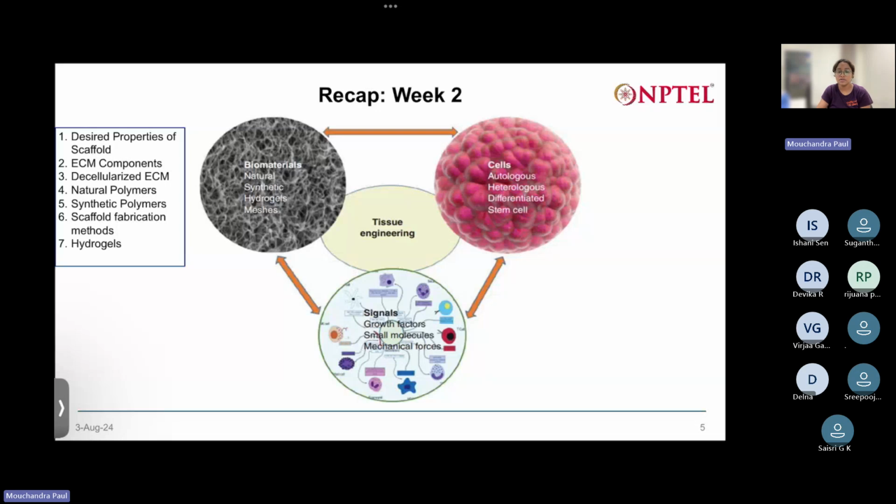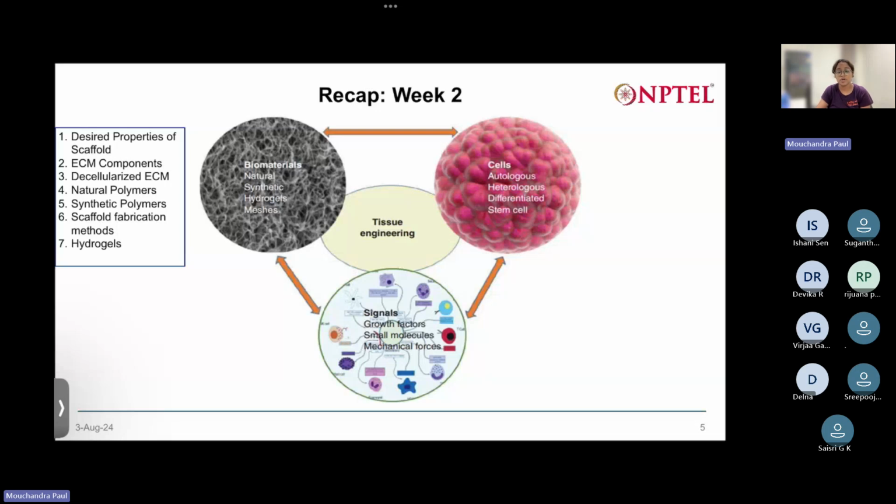And lastly, we also saw hydrogels. All right. So hydrogels are nothing but a form of a natural polymer or synthetic polymer. It's a physical form with a unique ability to absorb a large amount of water. Usage of hydrogels is very common in tissue engineering because of the unique feature that it can create an aqueous environment and mimic what is there in our body.